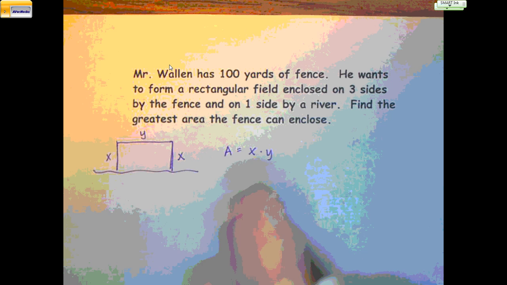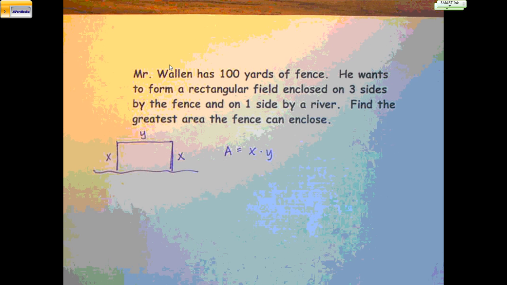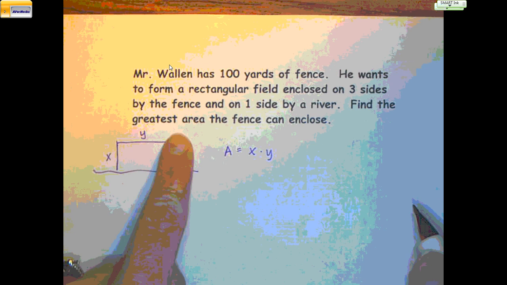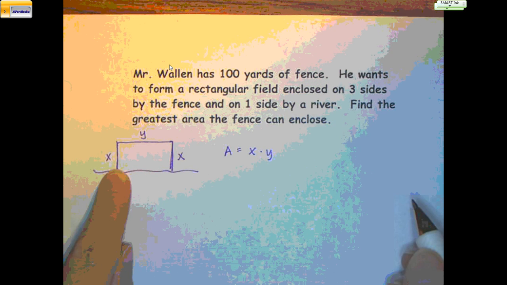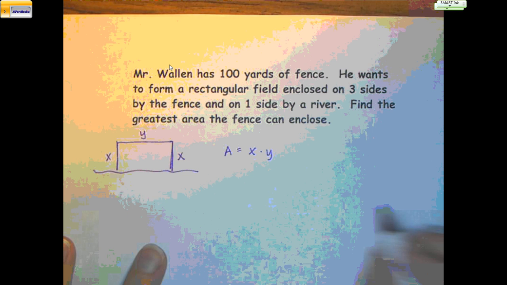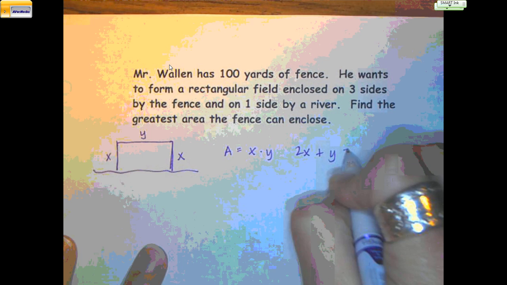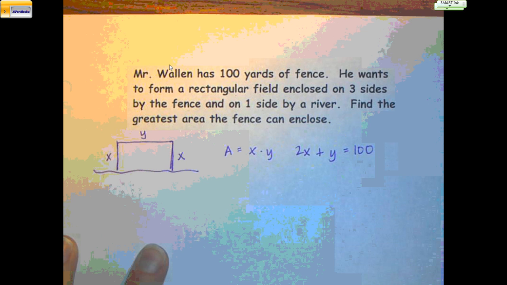Well, we could rearrange the equation we have. That is one thing we could do. We're going to do that in just a second. But don't we also know something about this 100 yards of fence? Isn't it true that this distance right here has to be exactly 100? So I know that 2x plus y has to equal exactly 100 yards. I do know that.